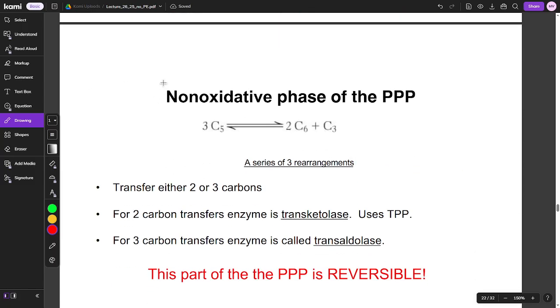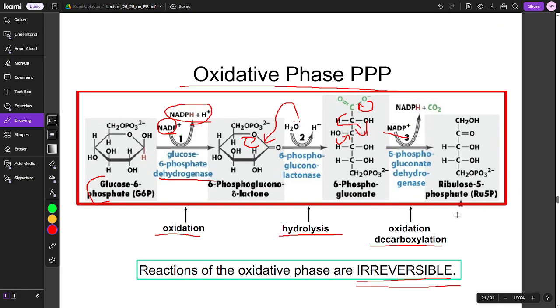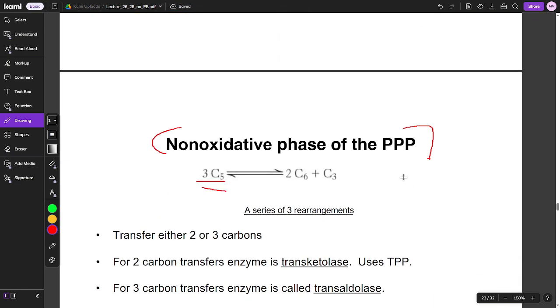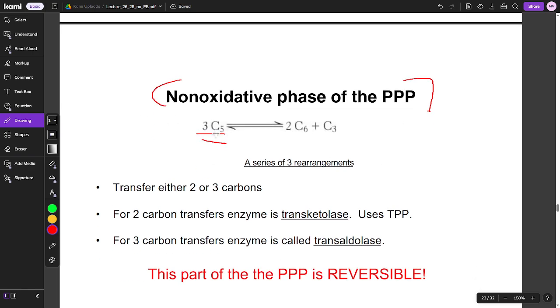So moving on to the non-oxidative phase. This is after you've made your ribulose 5-phosphates from here. What we're going to do is take these 3 five-carbons, which is 15 carbons, and turn them into 12 carbons here and a 3-carbon. It's a series of 3 rearrangements, and these are reversible now. The non-oxidative phase is reversible, and we're transferring either 2 carbons or 3 carbons. Transketolases transfer 2 carbons, and transaldolases transfer 3 carbons.